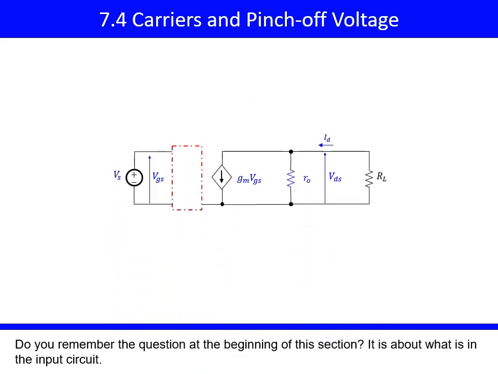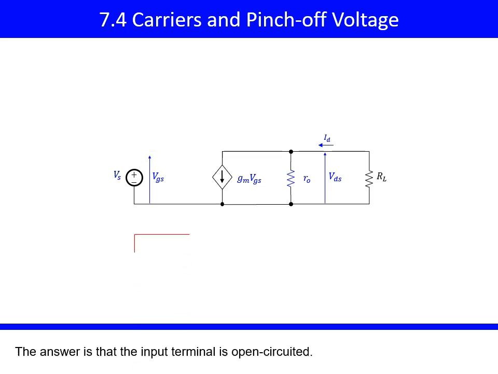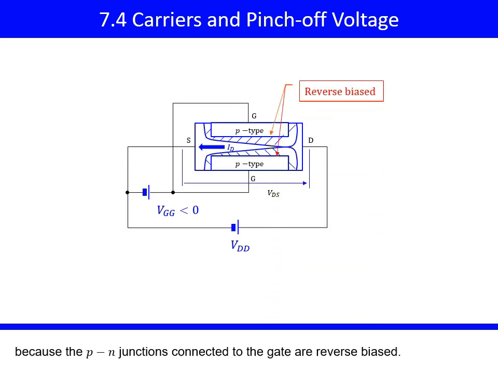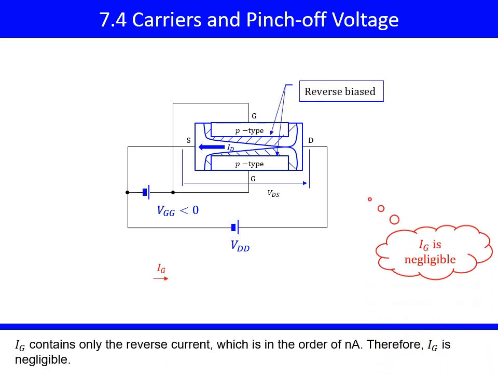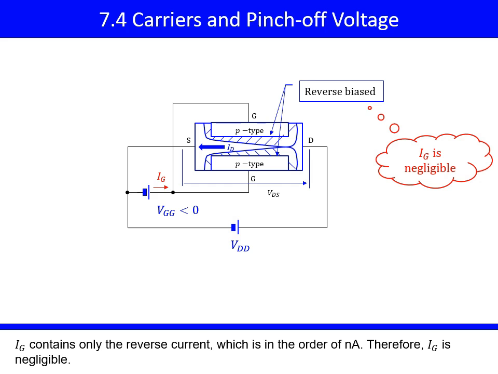Do you remember the question at the beginning of this section? It is about what is in the input circuit. The answer is that the input terminal is open-circuited. Because the PN junctions, connected to the gate, are reverse biased. IG contains only the reverse current, which is in the order of nanoamps. Therefore, IG is negligible.